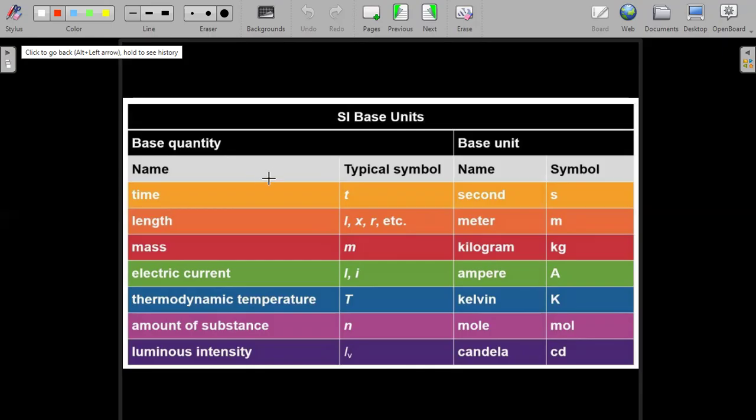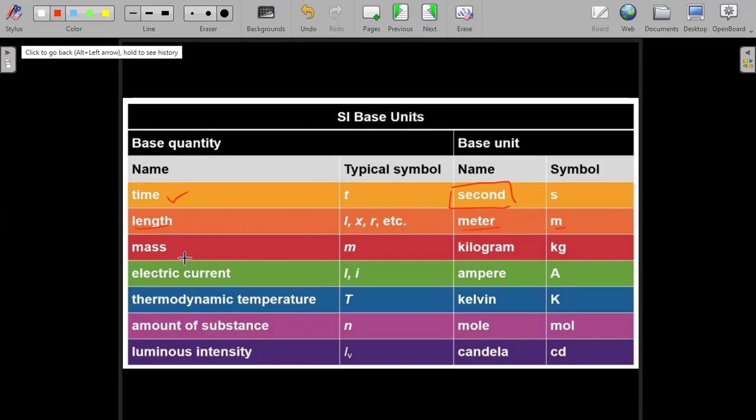So the first unit that you must know is the second. Okay, so we know that the second measures what? Time. And its symbol is just a small letter s there. And then we have the unit meter. Okay, so the meter measures what? Length or distance. The meter measures length or distance, and its symbol is just a small letter m.